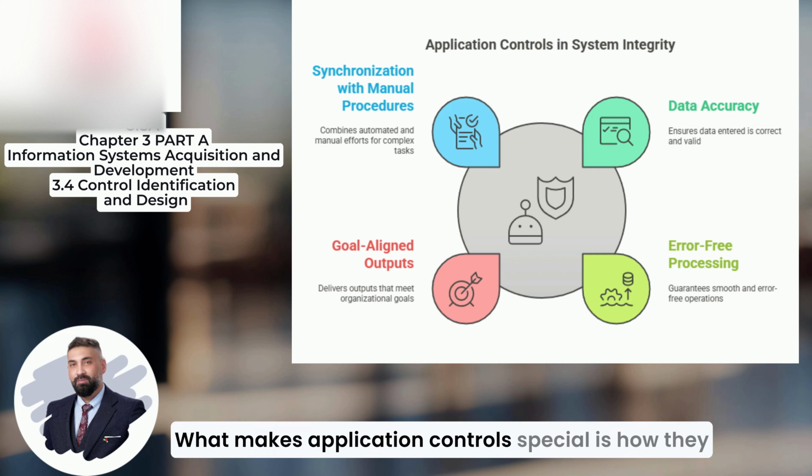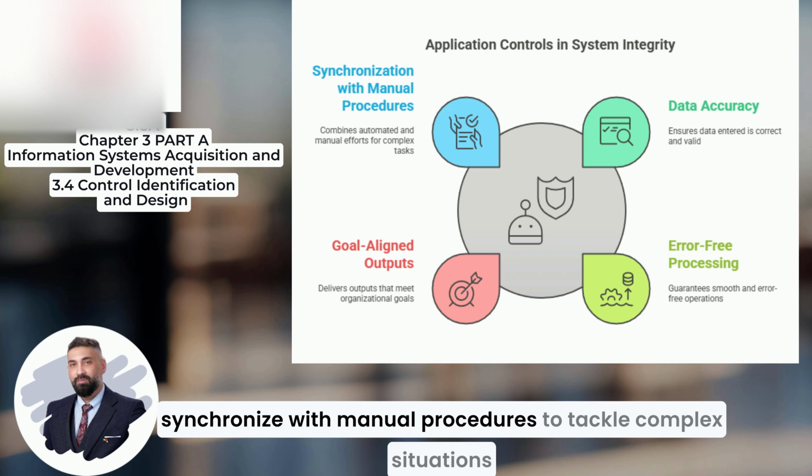What makes application controls special is how they synchronize with manual procedures to tackle complex situations, such as flagged exceptions or data verifications, giving the operations both agility and stability.